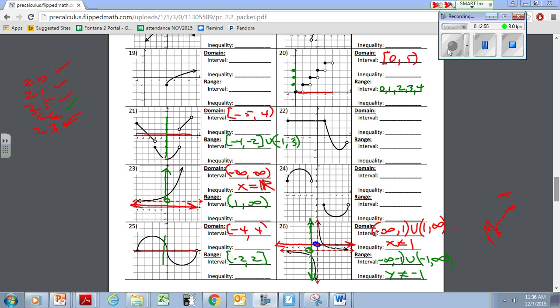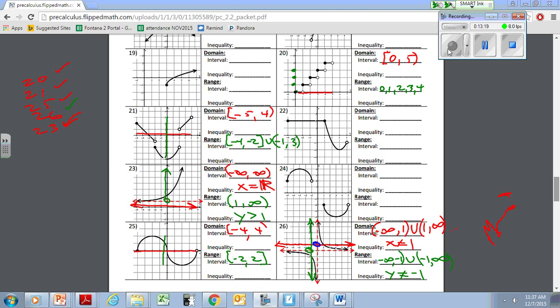Do I know how to say this bottom thing? I think I know how to say it. I'm starting from here and I'm going up, but I'm not including it. So Y, all the numbers that are greater than 1.